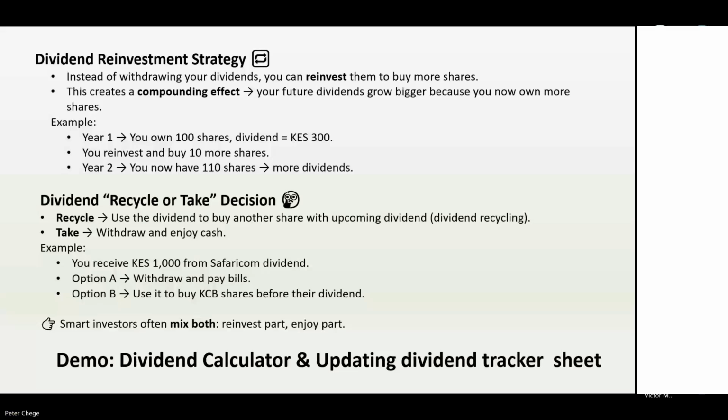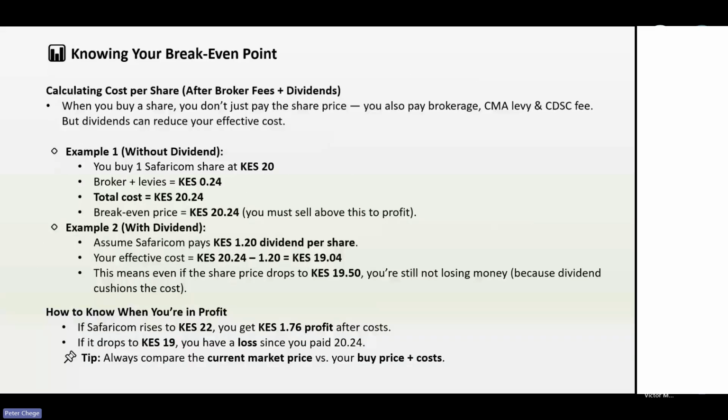So let's go next. Knowing your break-even point. What does this mean? When you buy shares, remember you don't just pay the share price. There are costs. There is brokerage, CMA, CDSC. There is also NSE, which I may have missed, and stamp duty. I think those are the four, but CDSC and CMA have two additional levies, Investor Protection Fund and Guarantee Fund, but those are small costs.